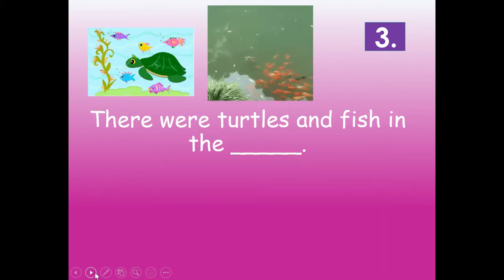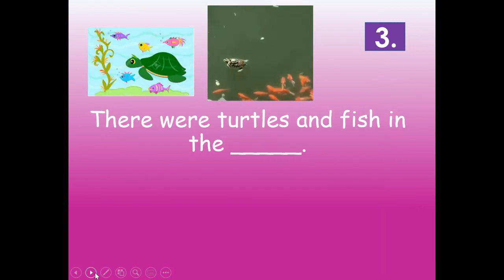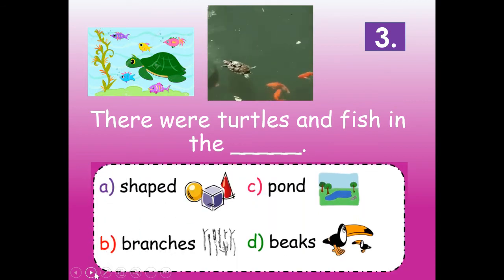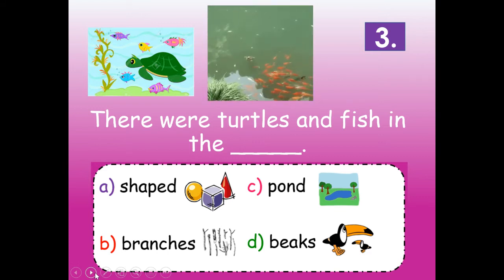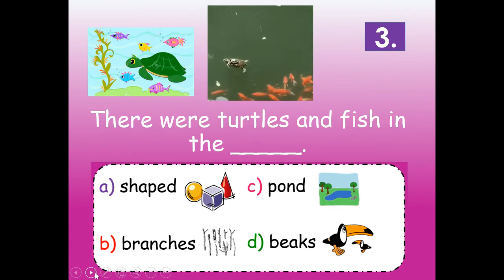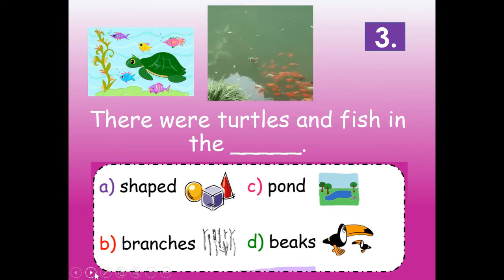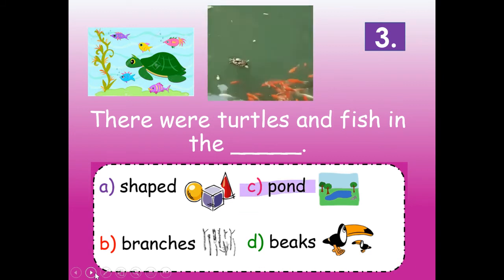Number 3, there were turtles and fish in the blank. There were turtles and fish in the shaped. There were turtles and fish in the branches. There were turtles and fish in the pond. There were turtles and fish in the beaks. What do you think makes sense, given our picture clues? Pond. There were turtles and fish in the pond. P-O-N-D. There were turtles and fish in the pond.